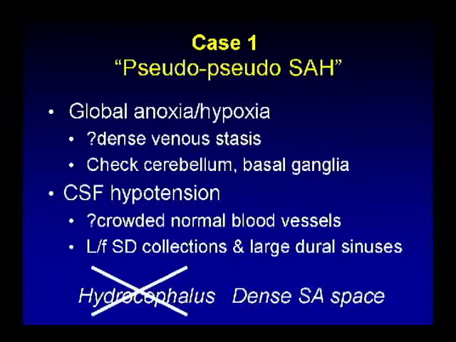So in people who have global anoxia and hypoxia, it's thought to be the dense venous stasis, which really looks like they have something there, and I'll show you a case. And the key here is to look at the cerebellum, the white cerebellar sign, and look at the basal ganglia. Patients who have CSF hypotension, again, it's thought to be the venous stasis and crowding of normal blood vessels, but these patients will often have other findings, that's subdural collections and enlarged dural venous sinuses. In these pseudo-pseudo subarachnoids, these patients do not have hydrocephalus though, so that should be your key, and I want to show you what I mean.